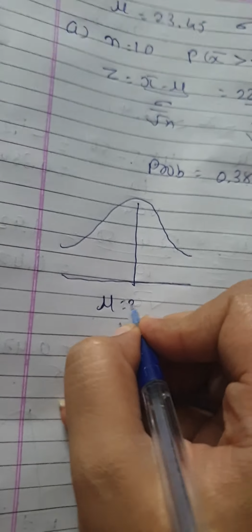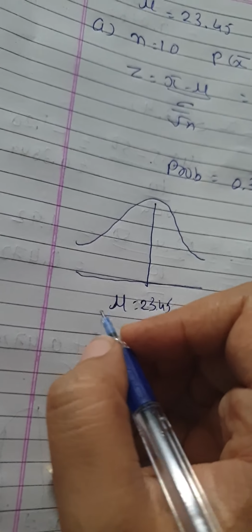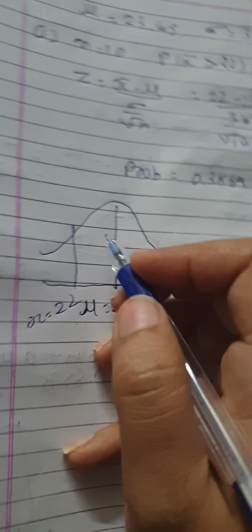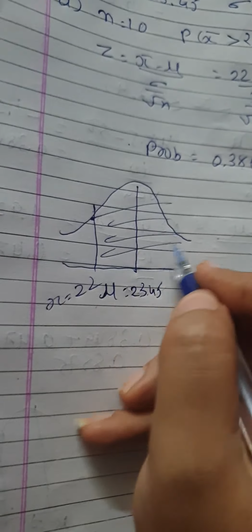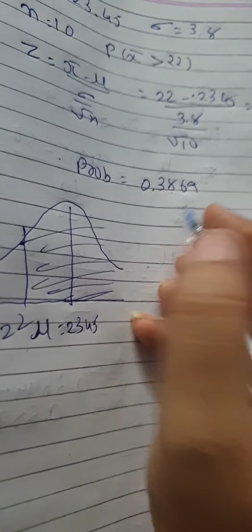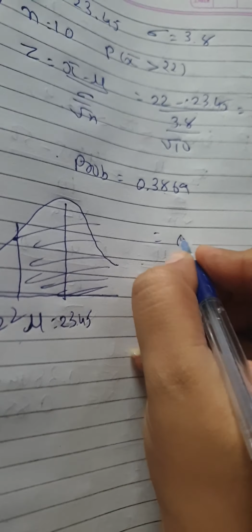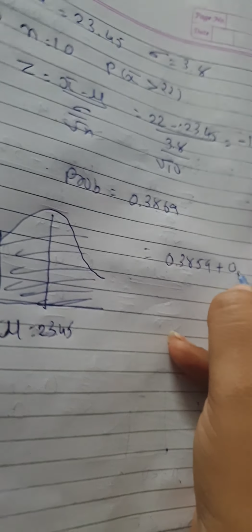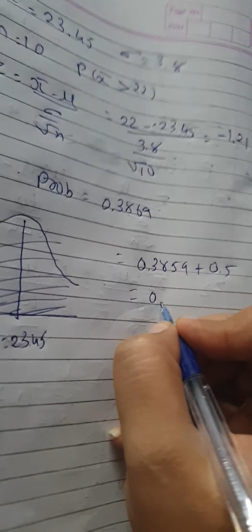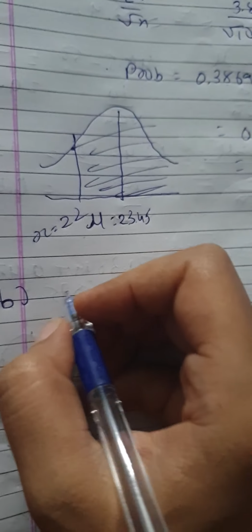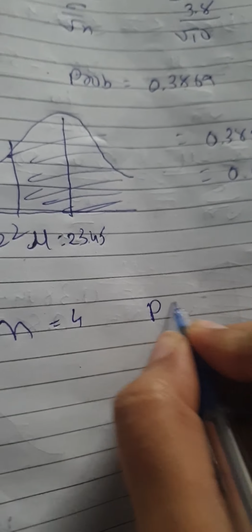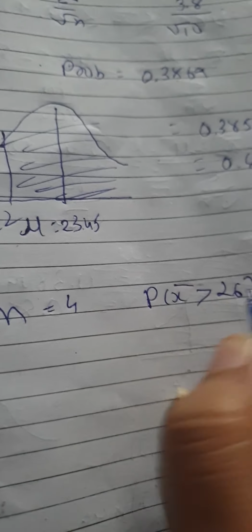Your mu is 23.45 and your x is 22. They are asking about the value more than 22, so you have to club the value of 0.3869 plus 0.5, so your answer will be 0.8869. Now option B, in that n equals 4. P of x bar greater than 26.